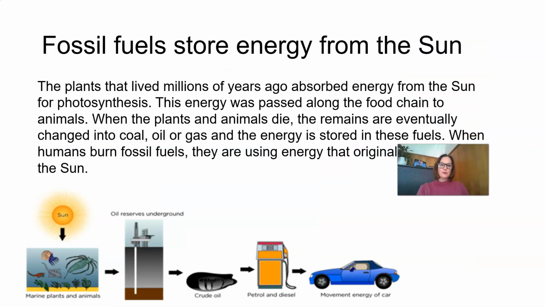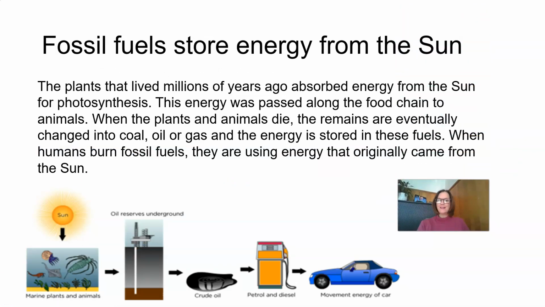So, fossil fuels store energy from the sun. The plants that lived millions of years ago absorbed the energy from the sun for photosynthesis. This energy was passed along the chain to animals. When the plants and animals die, the remains are eventually changed into coal and oil, and the energy is stored in these fuels. When humans burn these fossil fuels, they are using energy that originally came from the sun.